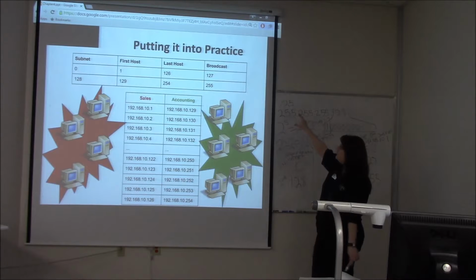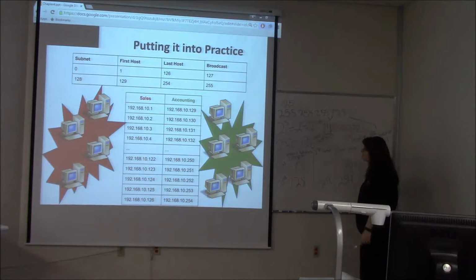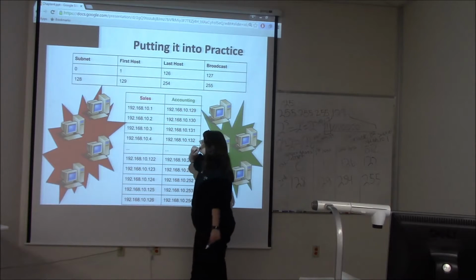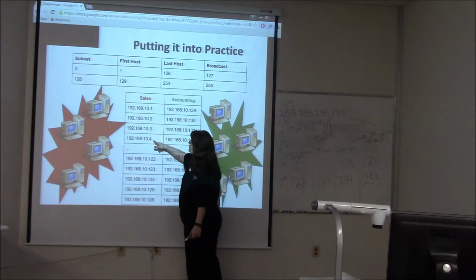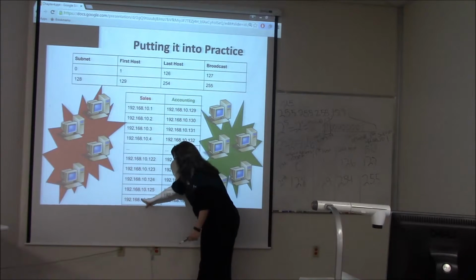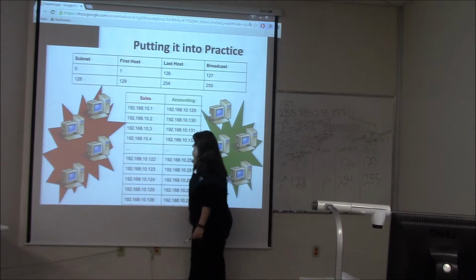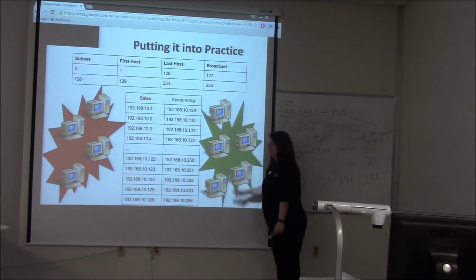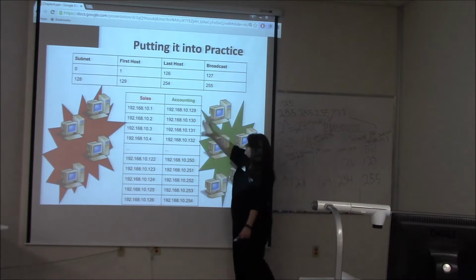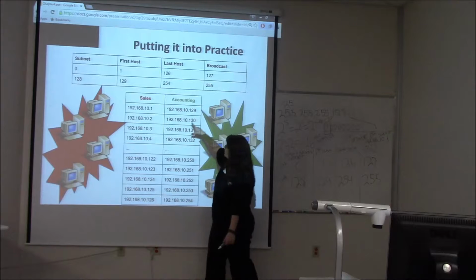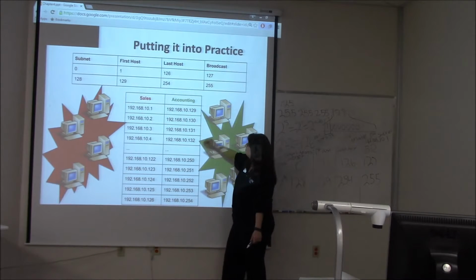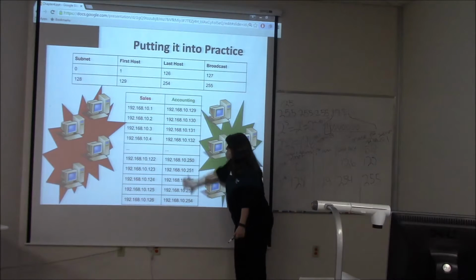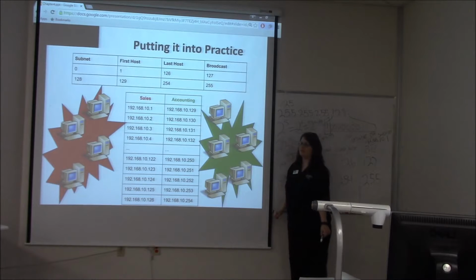So when we take that chart that we just fixed, and we're plotting this out, we say, okay, well the first available host on sales is 1, then we've got 2, 3, 4, all the way to 126. That's the last available host. So these are the addresses that we're assigning to the computers in the sales group in this chart. Then we're taking the second subnet, we're starting with 129 because that's our first host in the second subnet, all the way down to 254 because that's the last available one. These are the addresses that we're assigning to the accounting part of business.